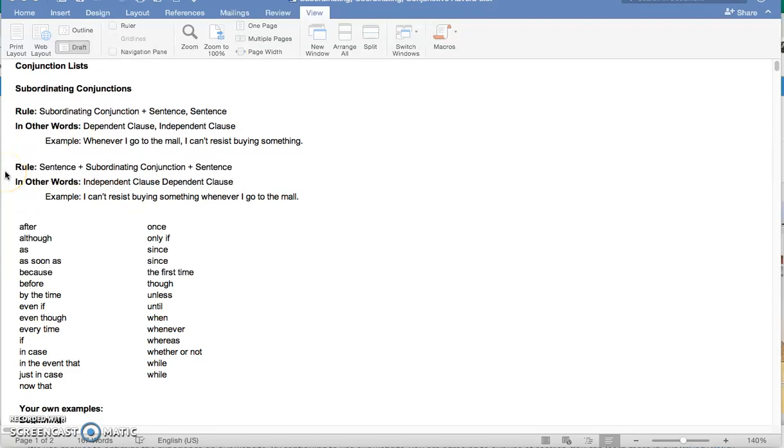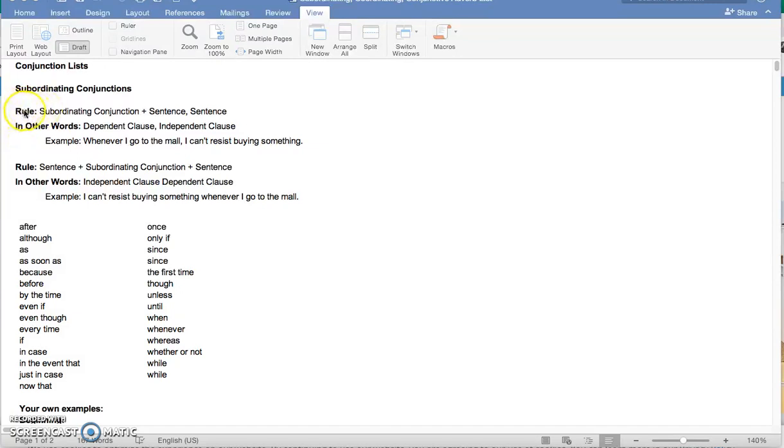And as I mentioned in the other presentation, if you can figure out how to write sentences correctly, you will solve about 85% of your comma errors. I would say that the good majority of the comma errors come because people are putting them in the wrong place because of conjunctions. And so just a couple of things.